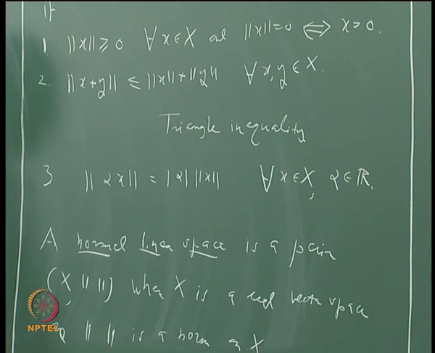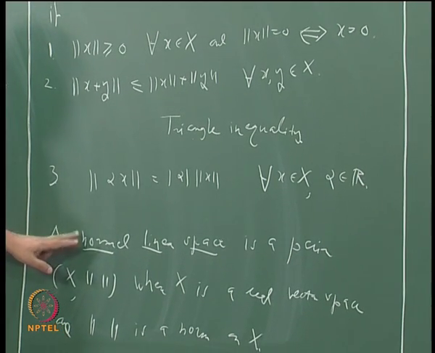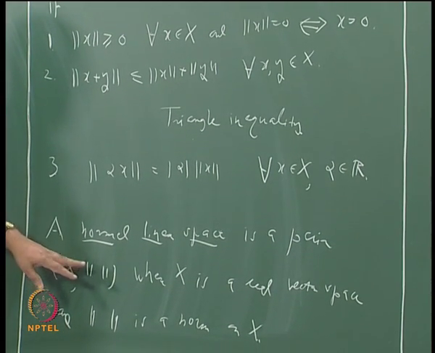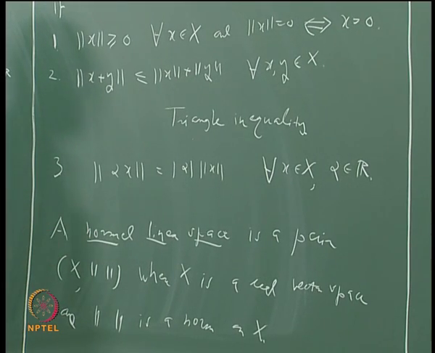By the way, there can be different norms on the same vector space, just as there can be different metrics on the same set. So as vector spaces those two will be the same, but as normed linear spaces those two will be different objects. Suppose I take two different norms, then there will be two different objects.